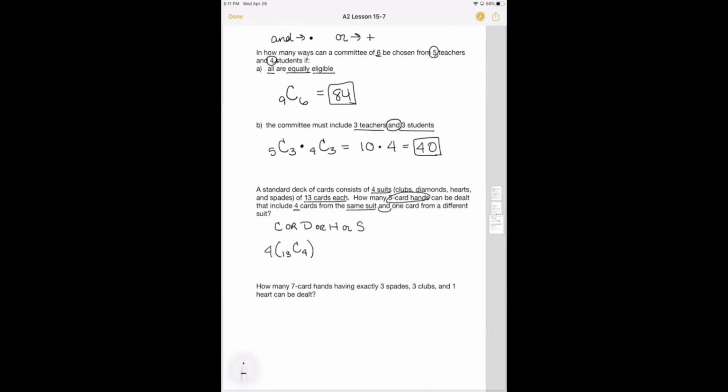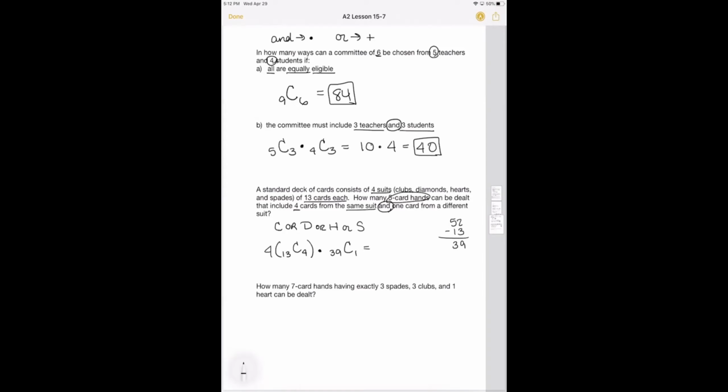And what else do I want? I want to get 1 card from a different suit. So the first thing I have to think about is, if my first 4 cards are from one suit, how many cards would be available to me from the other 3 suits? Well, that would be 52 minus 13, and 52 minus 13 is 39. So my other card is going to come from a group of 39 from the different suits, and I'm only going to choose 1.